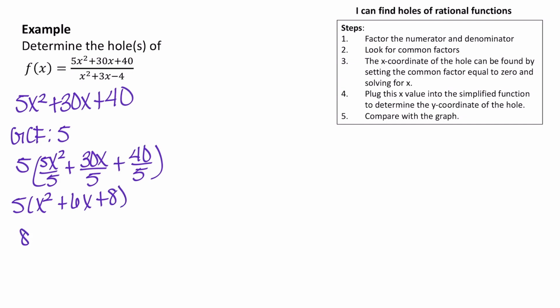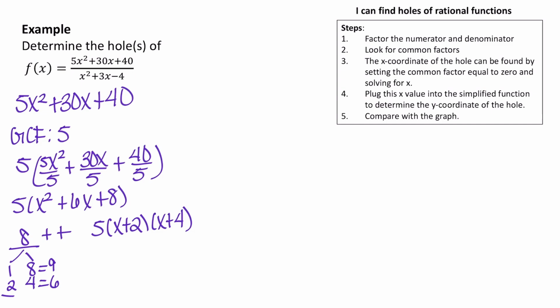So now I need two factors of 8 that are going to add up to 6. Since 8 is positive and 6 is positive, we're going to have two positive factors. So I can have 1 and 8, or 2 and 4. 1 and 8 add up to 9. 2 and 4 add up to 6, so that's going to be the correct pair. So the factored form of the numerator is 5 times (x plus 2) times (x plus 4).